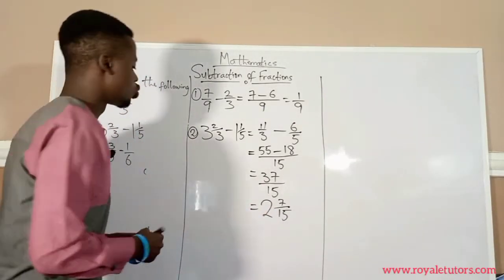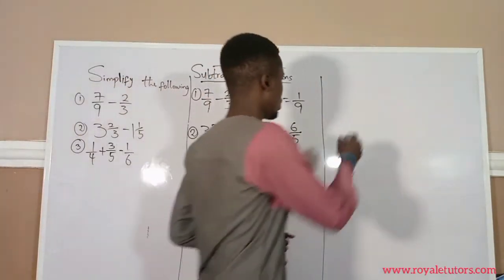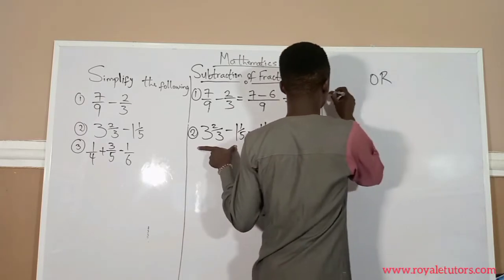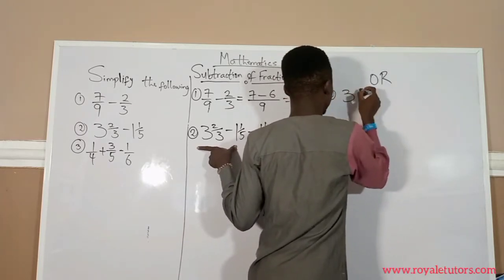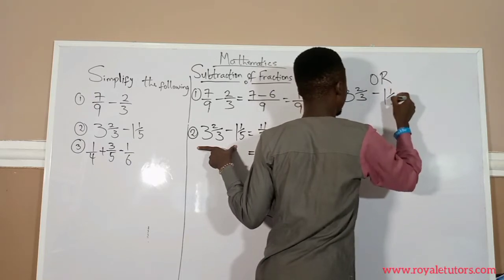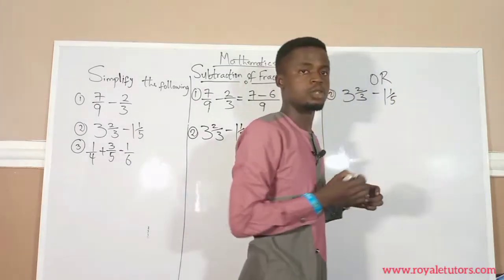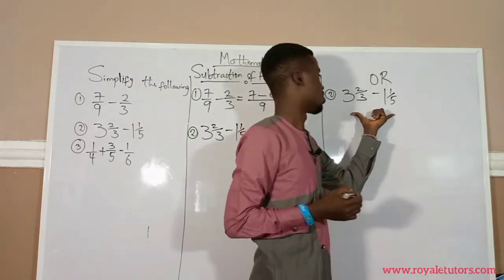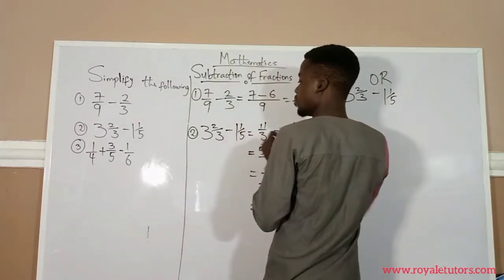Okay, so what if we want to use the second method? We want to use the second method for this. We want to do 3 whole number 2 over 3 minus 1 whole number 1 over 5. This we want to solve without changing each of them to improper fractions.